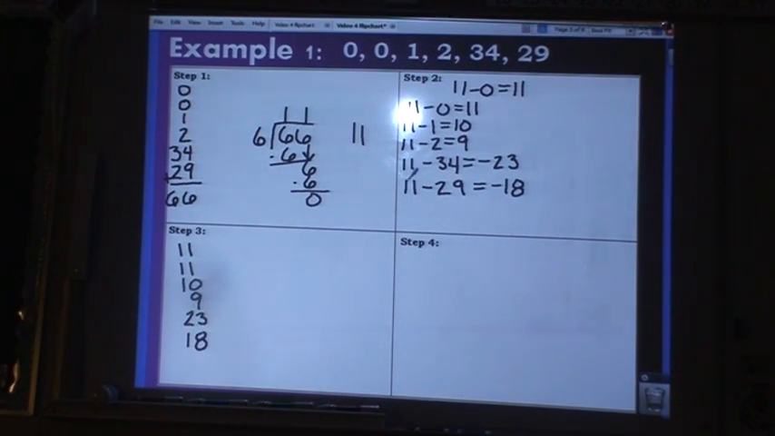Finally, we're going to find the mean of these numbers. So now we're going to add them up. 11 plus 11 plus 10, plus 9, plus 23, plus 18. Should get 82.